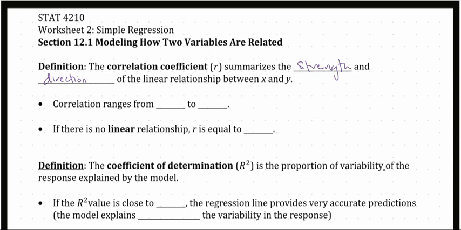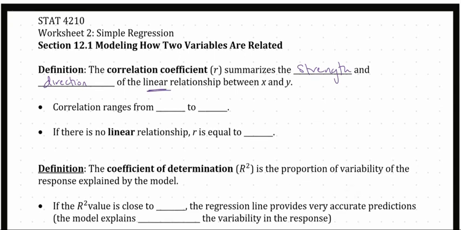And it specifically tells us about the linear relationship between two variables, x and y. We're going to call x our explanatory variable, and we're going to call y our response variable. The correlation ranges from -1 to +1, and if there is no linear relationship, r is equal to 0. So that means that 0 is right in the middle of the range of correlation.